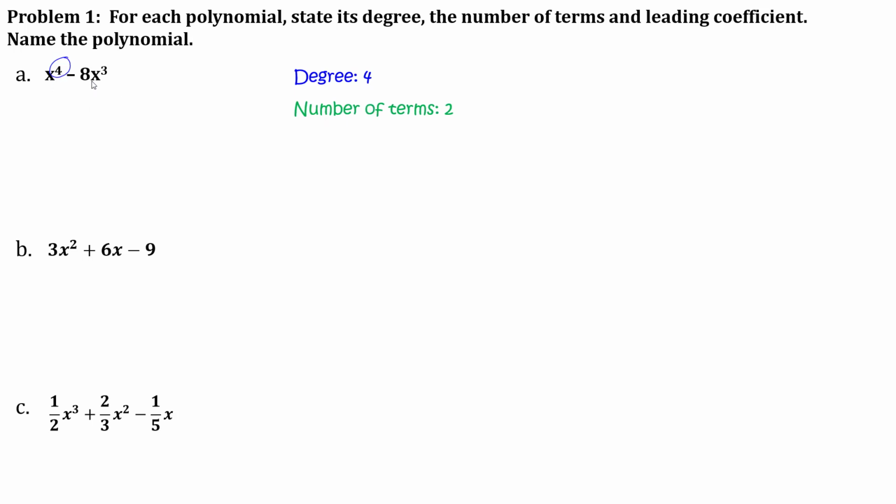x to the fourth is one term. Negative 8x cubed is the other term. And the leading coefficient is the number multiplying x to the fourth, which in this case is 1. All right, now we're going to come up with a full name for this polynomial. The first part of the name is the degree. The second part of the name is the number of terms. And then if you can use a nickname, do. So a fourth degree nickname is quartic. If something has two terms, we call it a binomial. So this would be a quartic binomial. Quartic because it's fourth degree, binomial because the number of terms is 2.